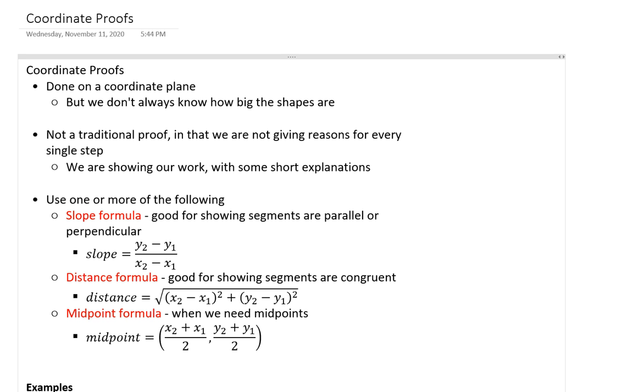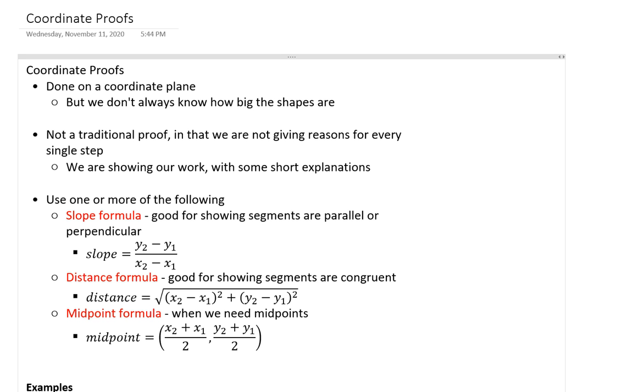A lot of this is us showing our work because we're basically going to boil down to doing three different things. We're going to be using slope formula, distance formula, and midpoint formula. And then a little bit of explanation for what our work is telling us. So for example, if I want to show segments are parallel or perpendicular, I will find the slopes of the segments, and then from that, make a short explanation of, hey, because the slopes are the same, these segments are parallel. Or because the slopes are opposite reciprocals, these segments are perpendicular.